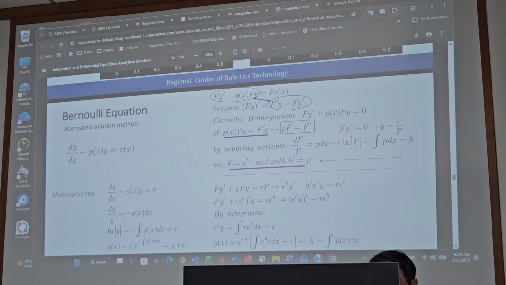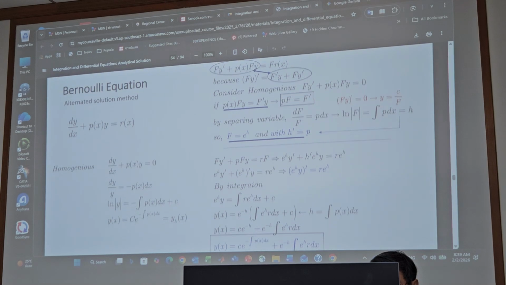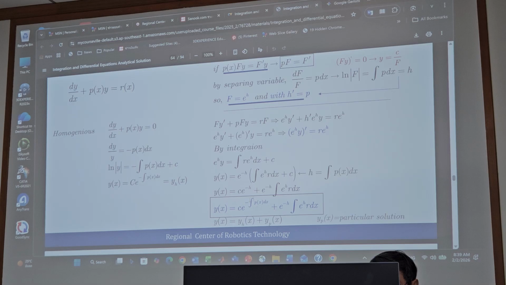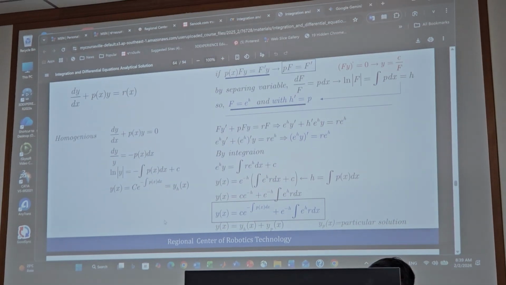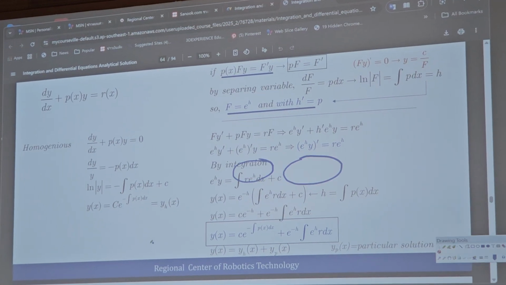In this case, you have to find f. f equals e to the h, right? h is equal to what? The integral of p(x) dx, right? You can find f, you can multiply it. You can prove that it is something like e to the minus h multiplied by the integral of e to the h times r(x) dx, right? This is another way to do it.